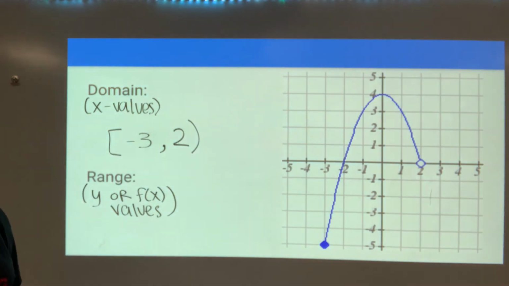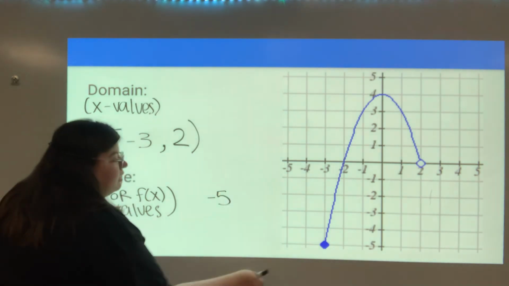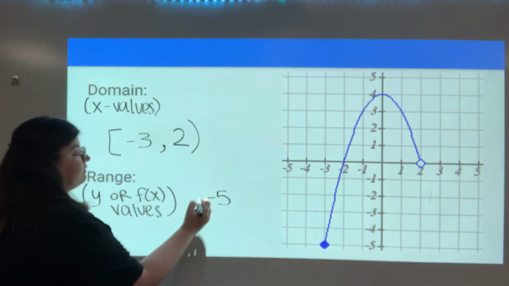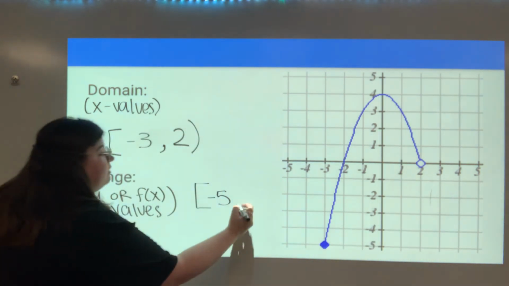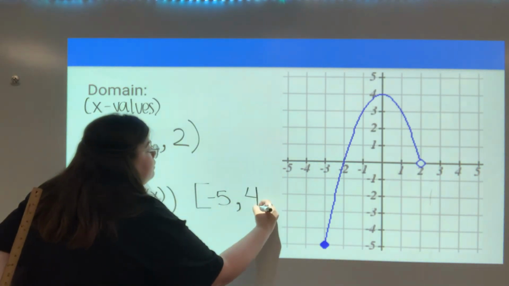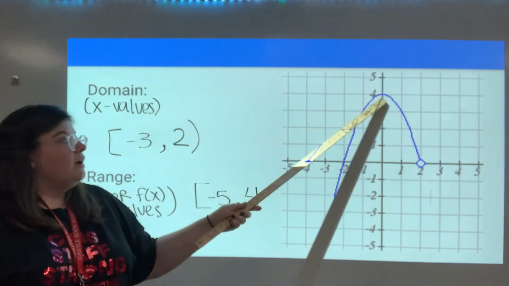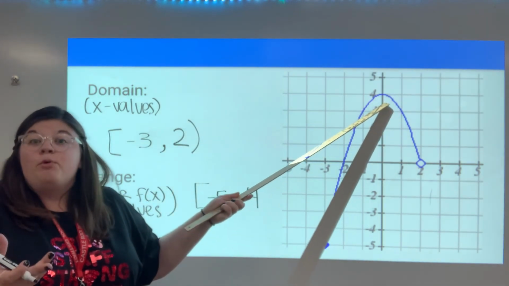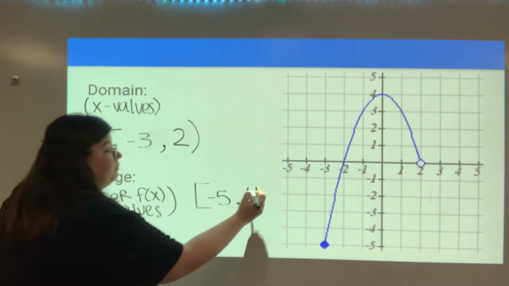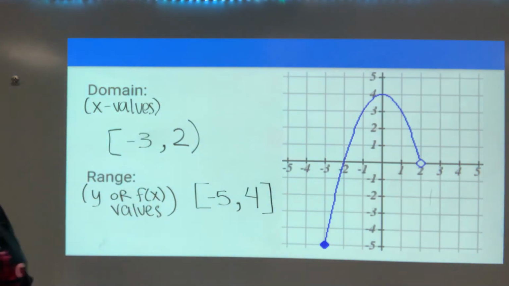I know -5 is smaller than 4, so I'm going to write that number first. And I'm including -5 since I see that endpoint, so a hard bracket on -5, comma, and then I'm going up to 4. Again, it hits 4, even though there's no endpoint, I know that it hits 4 there, so I can include y equals 4. I'm going to put another hard bracket on the 4 on that edge. Okay, that was a way that we can define our domain and range. Let's go on to the next one.